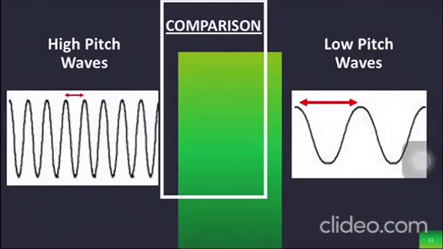Whereas in a low pitch wave, the gap or distance between each new wave is very large. Students, see the difference between two waves now? It is very large. In low pitch waves, less number of vibrations are produced by the object, and that is why we hear low sounds.